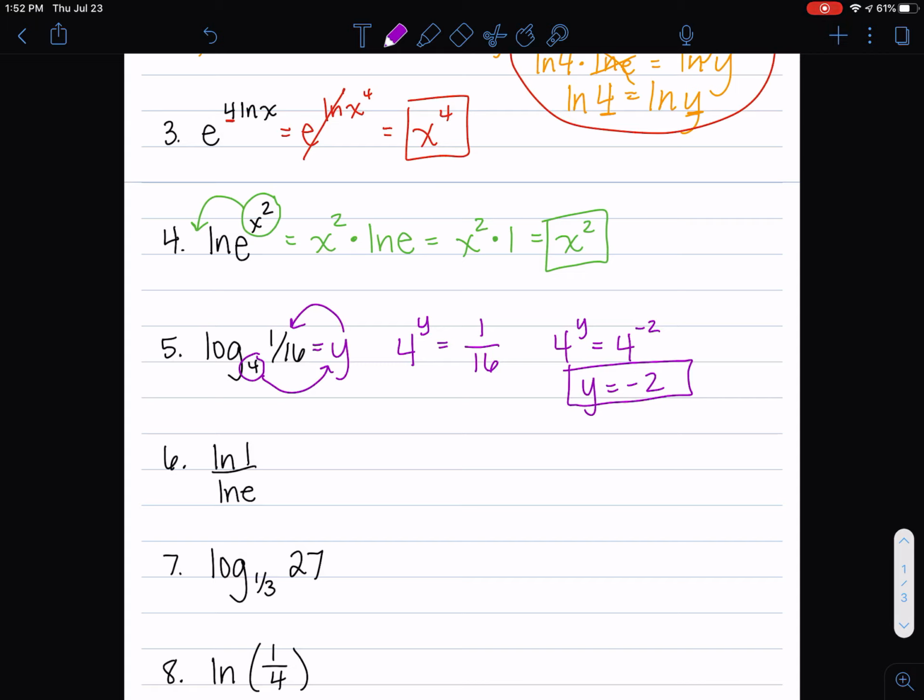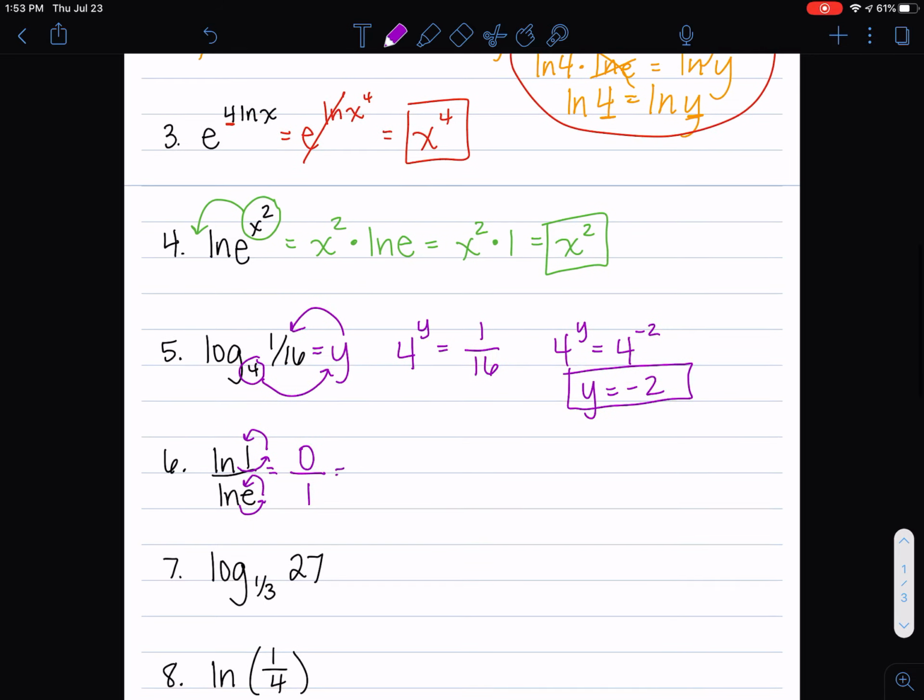Ooh, ln of 1 over ln of e. So I'm going to think to myself, e to what power is going to give me 1? Well, e to the 0 gives you 1. So ln of 1 is 0. e to what power is going to give me e? That's going to be e to the first.